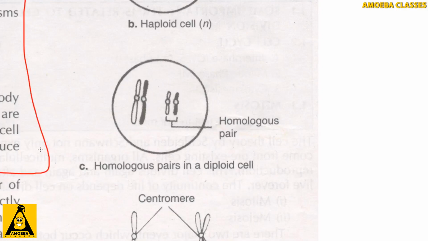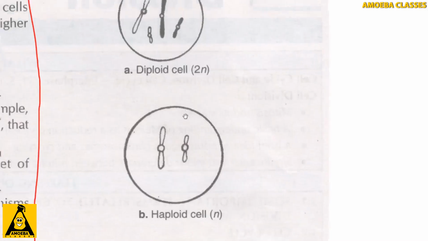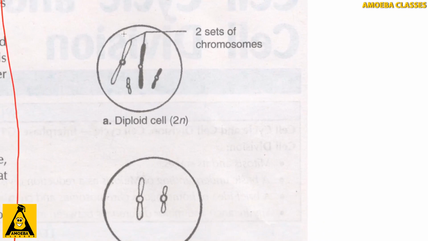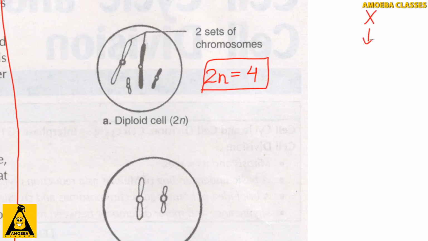Let's take a look at this diagram and see what they have given. In this cell you can see how many chromosomes there are: 1, 2, 3 and 4. That means the total number is 4, which is a diploid value. Understood? So 2n is equal to 4. As in the example of X, the total number of chromosomes in X is 1000, so that was its diploid value, and the haploid value was 500. In the same way, the total number of chromosomes here is 4.